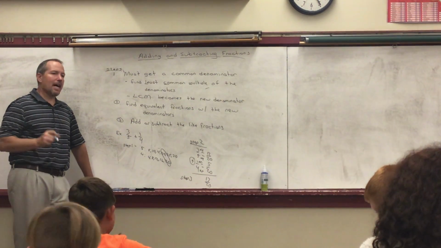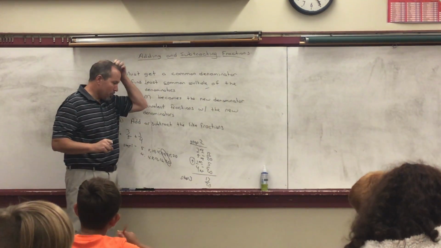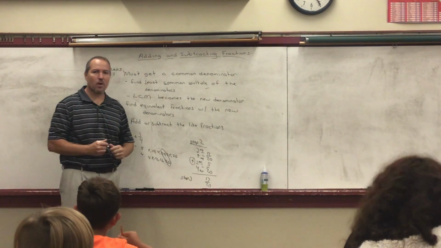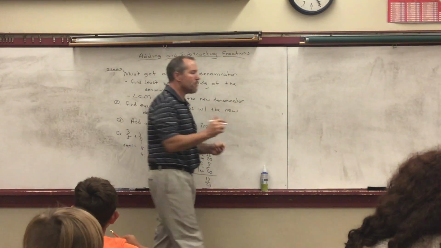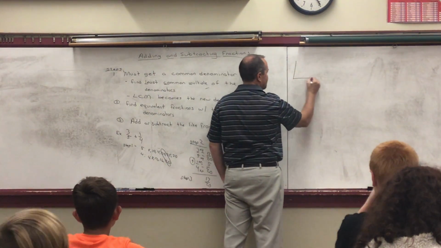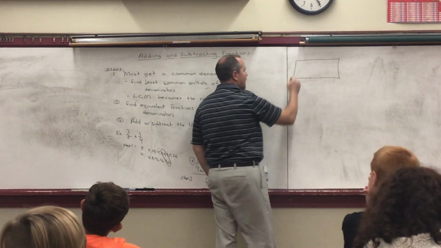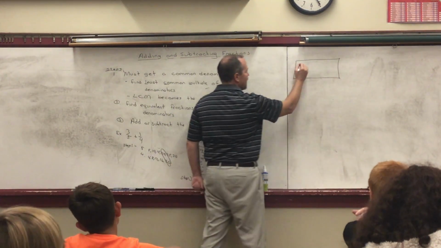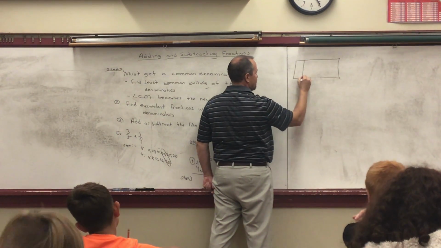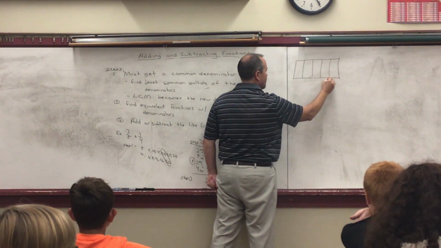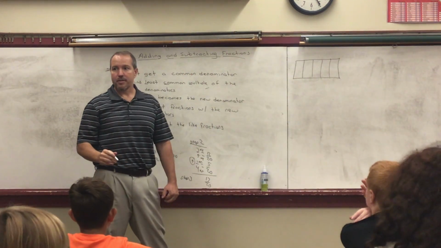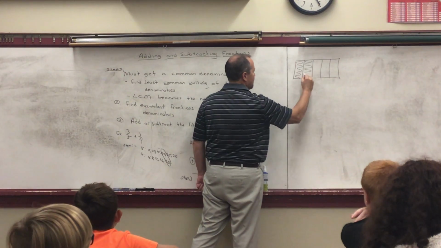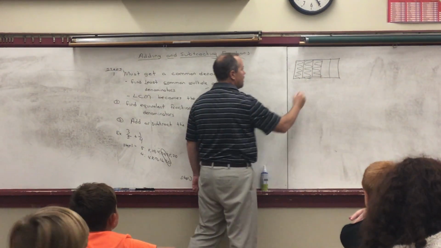Okay? Now, just to prove, some people say, well, why can you change that 3/5 into 12/20? You don't need to worry about doing this, but let's say we have this rectangle. Now it says 3/5, so I'm going to break this into 5 sections. 1, 2, 3, 4, 5. And it says 3/5. So that means that 3 out of 5 are colored in.